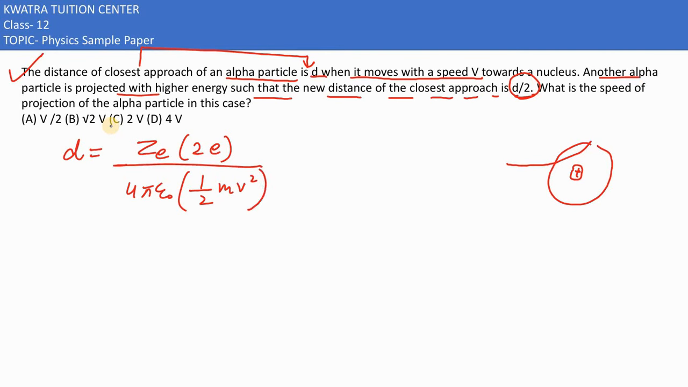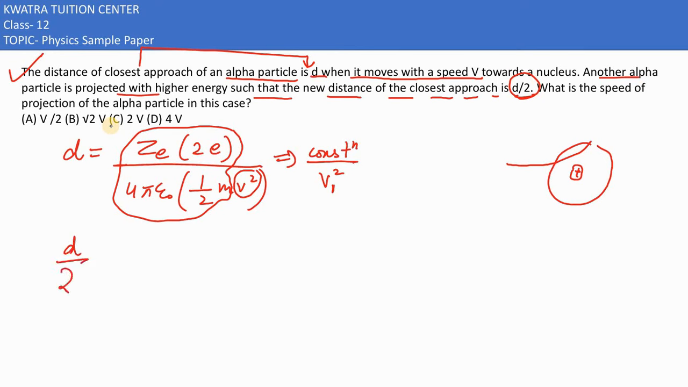Now it depends upon the speed, and it is inversely proportional. So I can see that everything here is constant. The only thing changing is the speed, which is v square. So in the first case, it would be v1 square. Now the distance of closest approach has changed to d by 2, and the rest of the things would obviously remain constant, and in the denominator I would have v2 square.